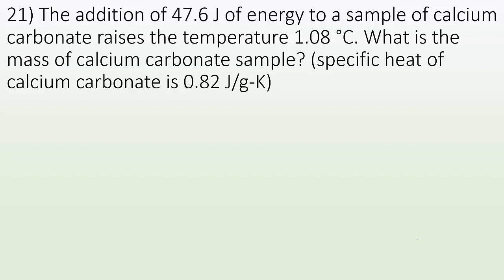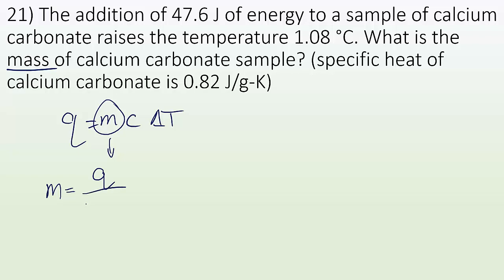21. The addition of 47.6 joules of energy to a sample of calcium carbonate raises the temperature 1.08 degrees Celsius. What is the mass of calcium carbonate in the sample? So again, we're going to be using this equation, Q equals mc delta T, but this time it's asking for the mass. So why don't I rearrange that first? So I get mass equals Q over c delta T. So now let me plug things in.